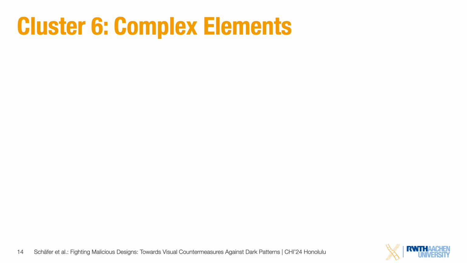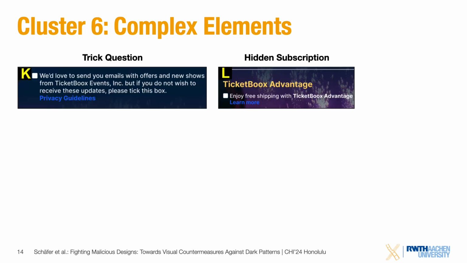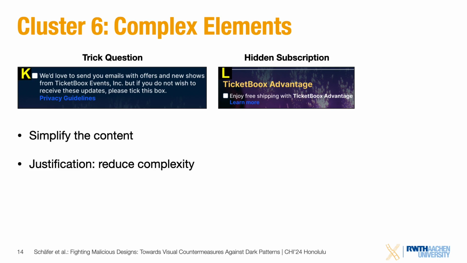The last cluster, complex elements, contains the two patterns trick question and hidden subscription. For both patterns, participants wanted the countermeasure to simplify the content to reduce complexity. Overall, this could be a pre-step towards an unbiased decision. With this, participants chose the same countermeasure for this cluster and for the cluster of biased decision, but for a slightly different reason. Simplifying text could potentially already be done using tools such as ChatGPT.